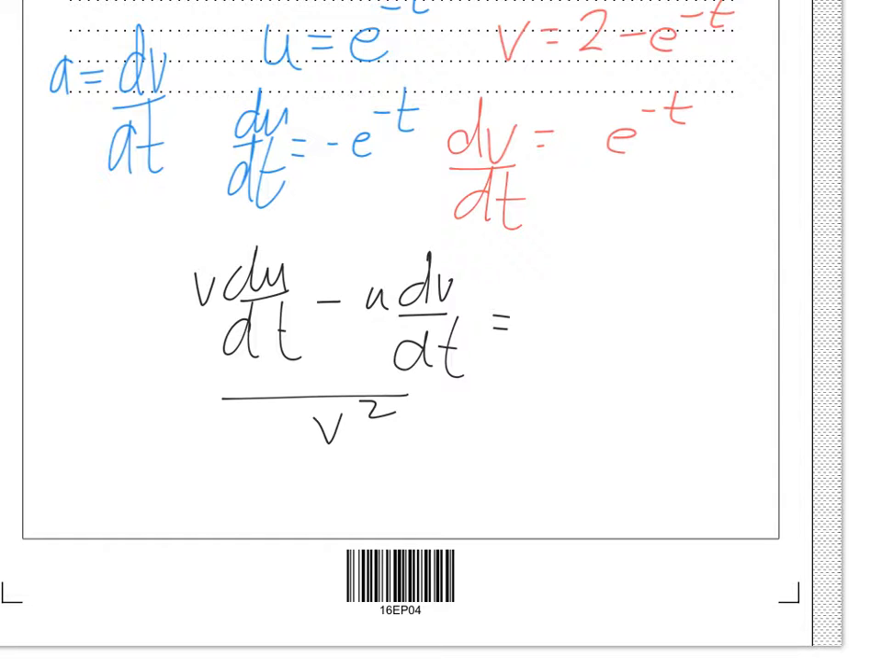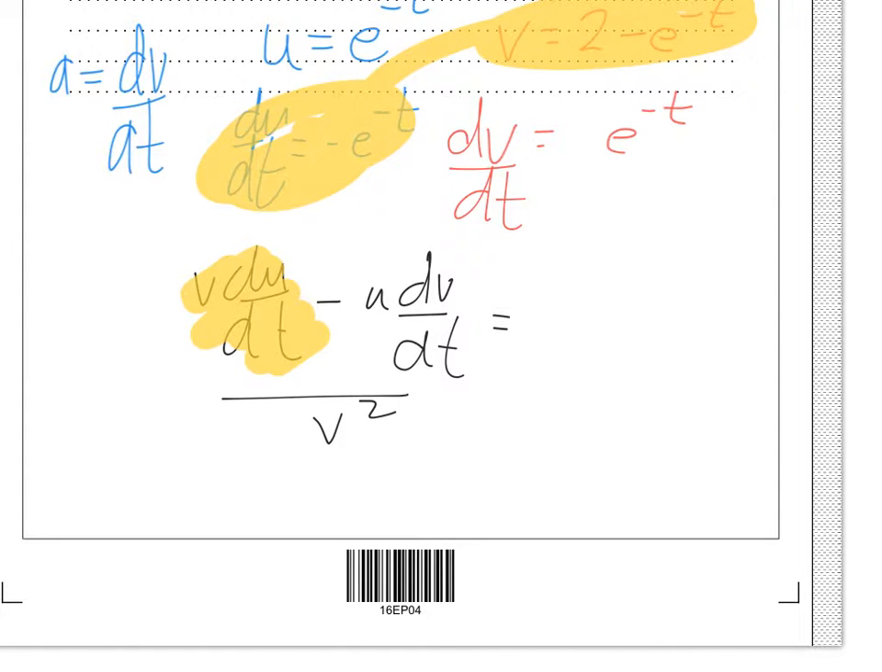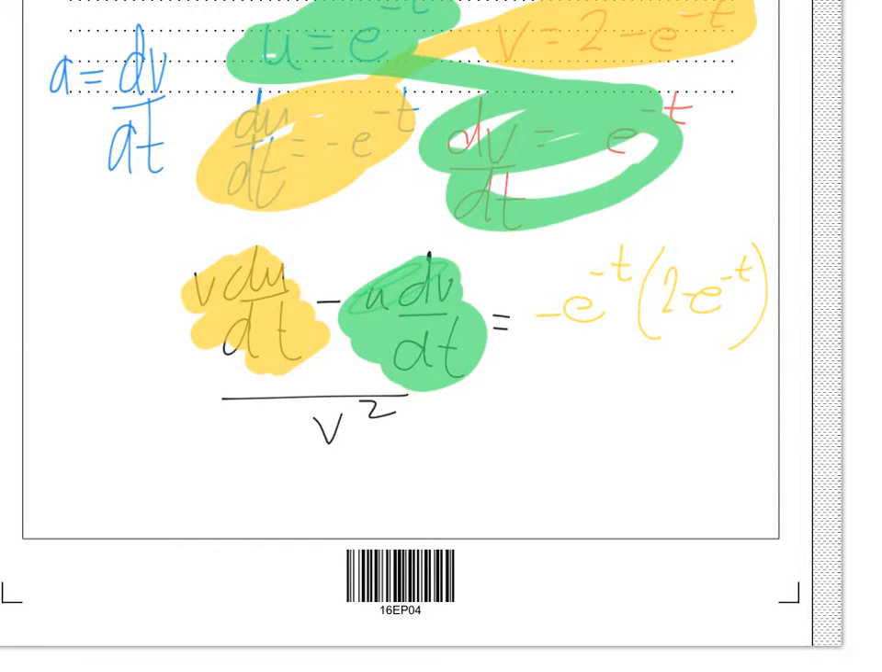So v du by dt, that's this bit, minus e to the minus t times 2 minus e to the minus t. Next bit, u dv by dt, this times this, so that's minus e to the minus t times e to the minus t, all over v squared.